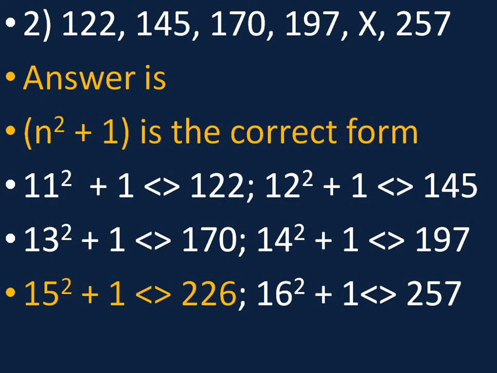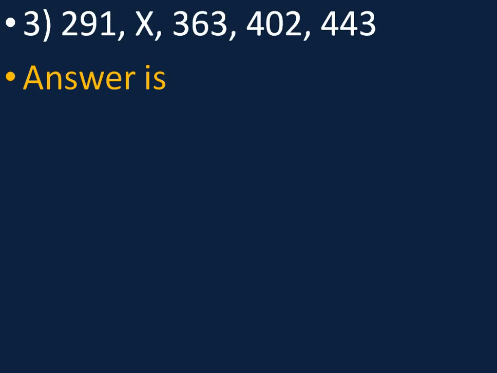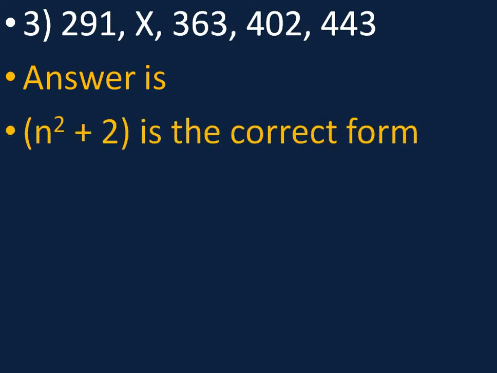And now the answer for the third question. The third question is 291, and we have to find out the x, and after that it is followed by 363, 402 and 443. So the answer format for this one is n square plus 2. Before, we have seen that the answer format for those questions is n square plus 1, and the answer format for this question is n square plus 2.